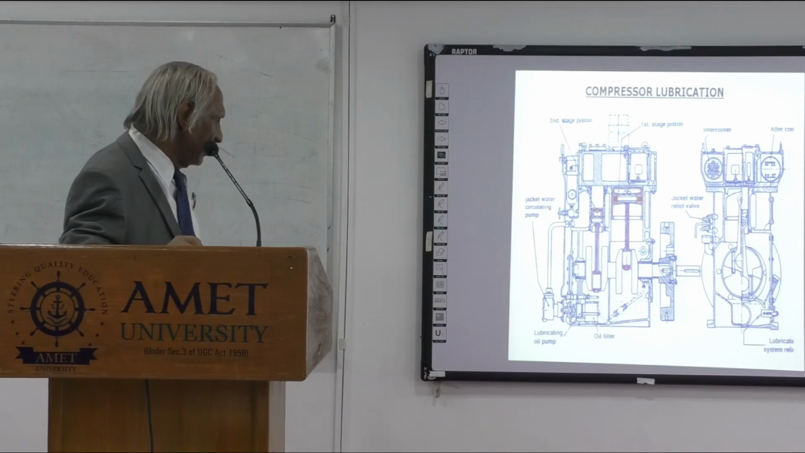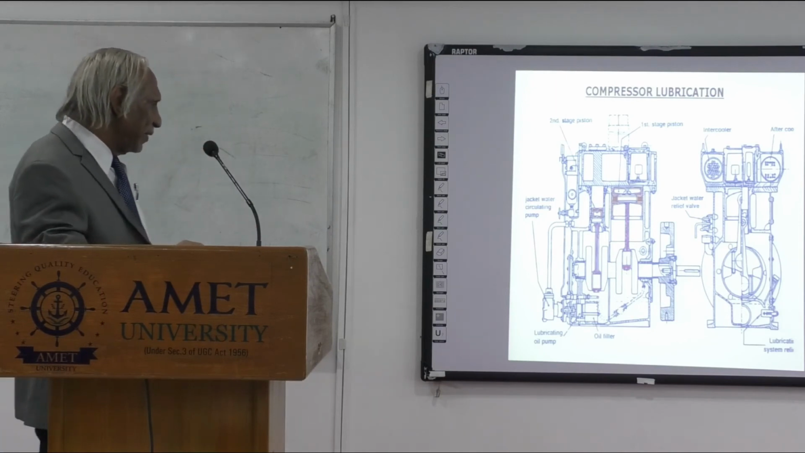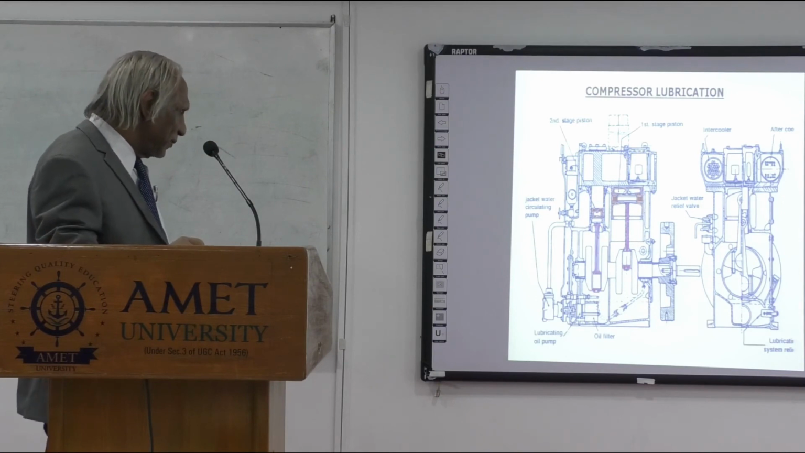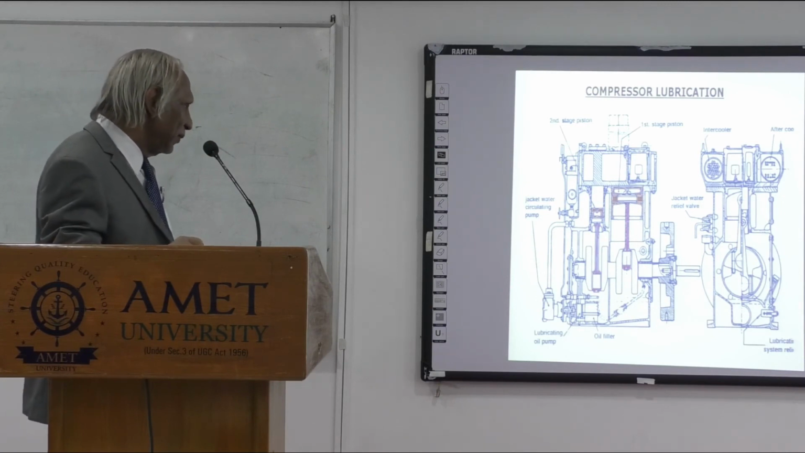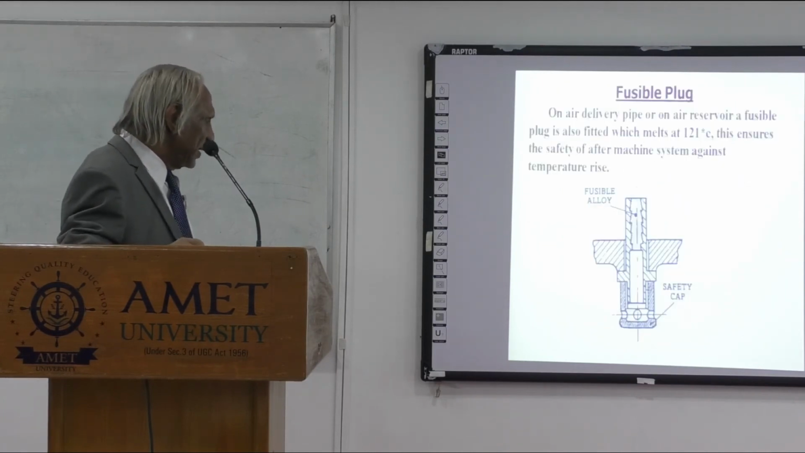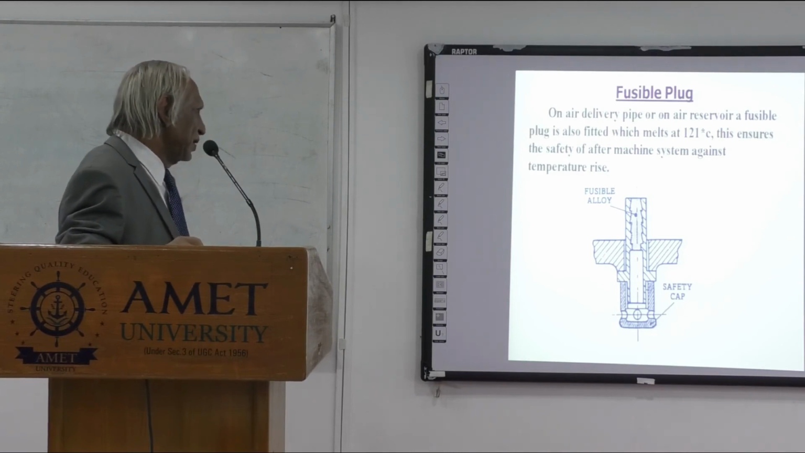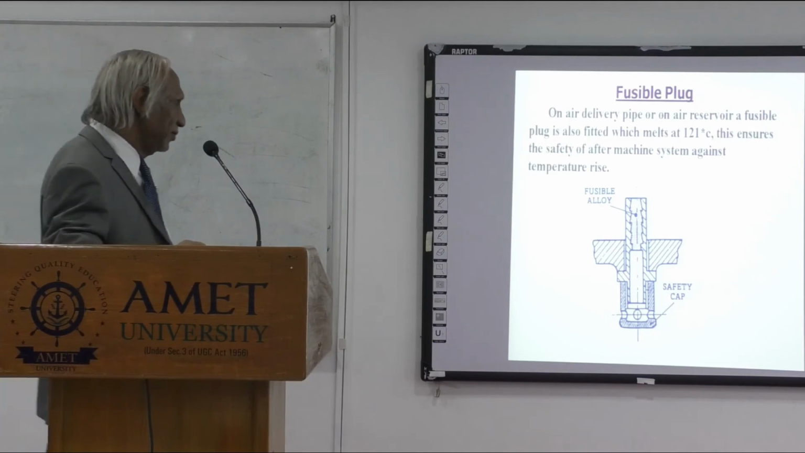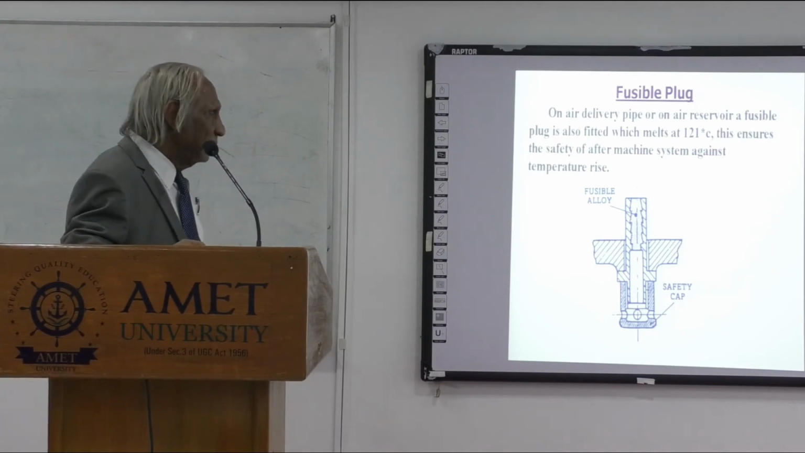Compressor lubrication: the lube oil pump is driven by a chain drive. You can see at the end of the crankshaft the lubricating oil pump and the cooling water pump. The fusible plug is a very thin sheet of metal which gives way at the required pressure. It is tested before fitting onto the compressor casing. Also, if the temperature reaches 121 degrees centigrade, the fusible plug will melt off and relieve the pressure.